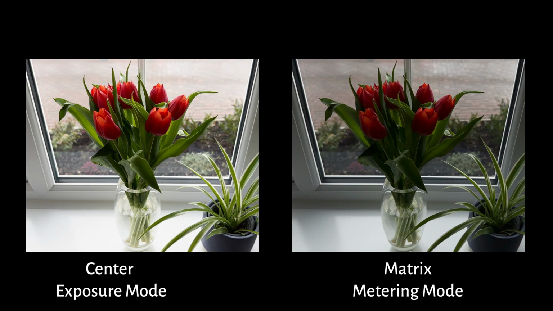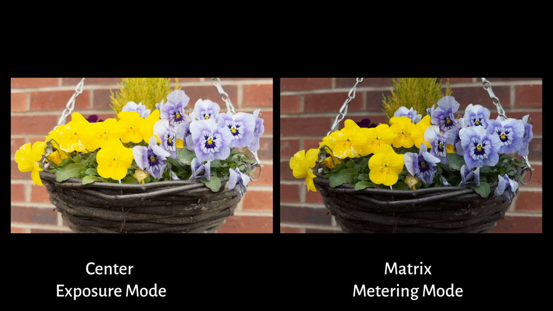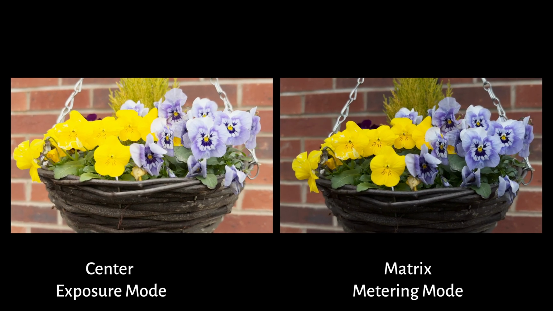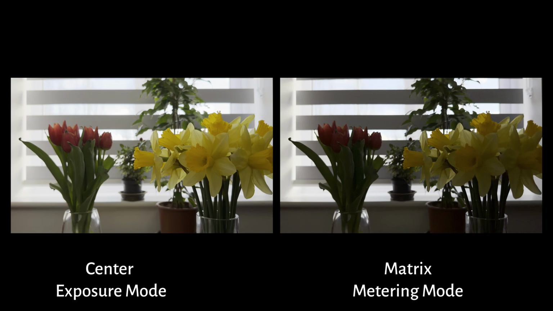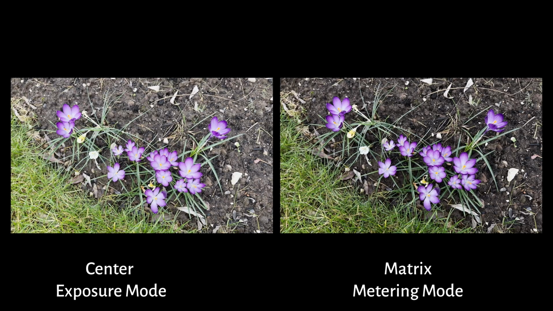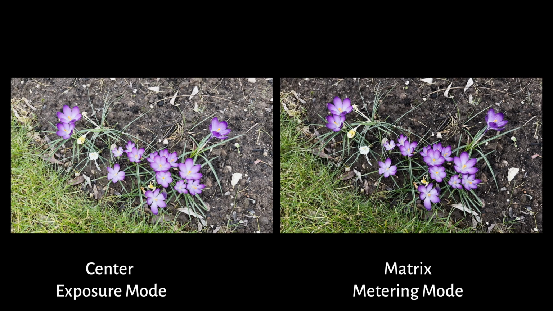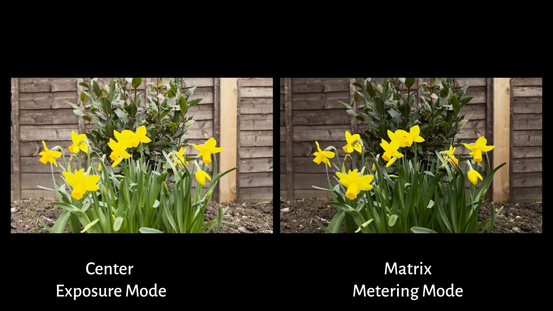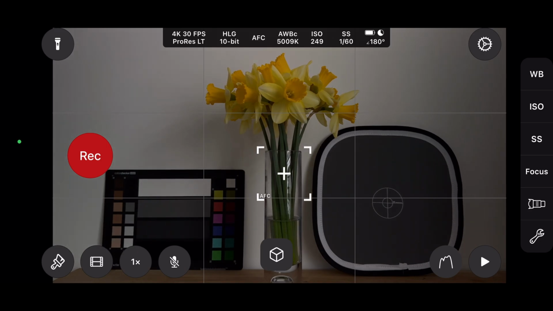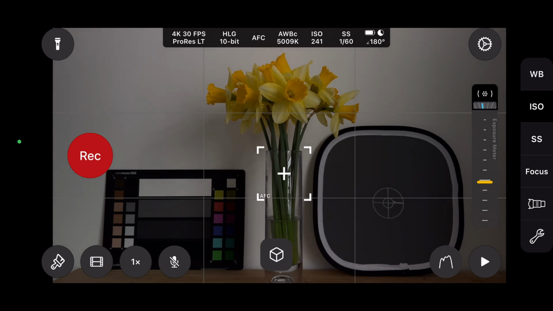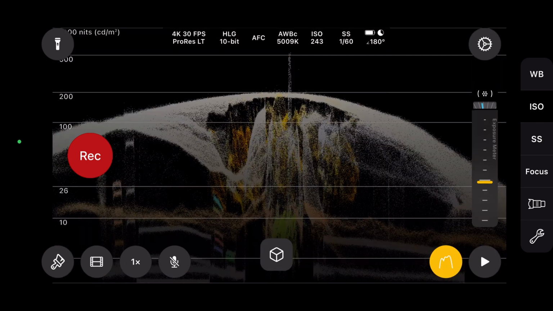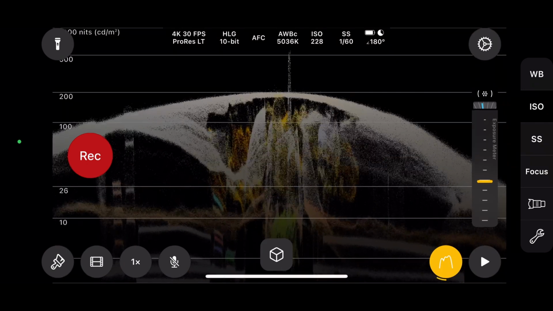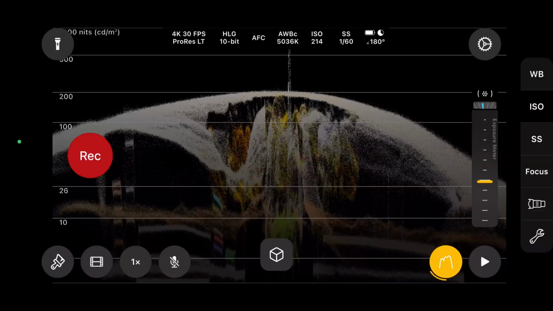Compare the image exposure using center exposure mode with the matrix metering mode of the exposure meter. There is a difference, with the exposure meter underexposing compared to the center exposure mode. In this example, diffuse white is being exposed at 200 nits. This ensures that specular highlights, like the light reflecting off the vase, are captured. This is important when recording 10-bit HLG in order to capture the high dynamic range of the scene.